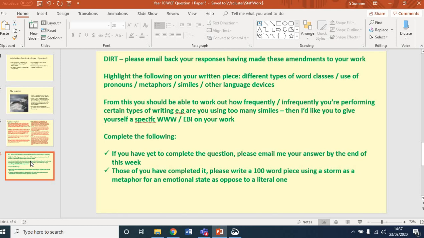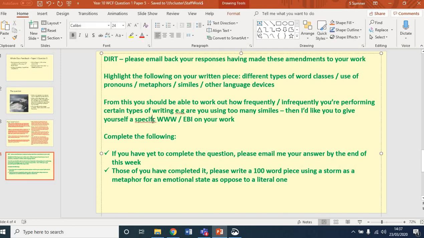And then give yourself a specific what went well, and an EBI on your work. Again, you've done this kind of work before, so I'm not going to give a modelled example here. I'm going to use the models you send me as good practice for the rest of the term. But don't just say you need to do more of this or less of this. Let's be specific. Think about your paragraphing, your writing style, the organisation of your writing, your content.